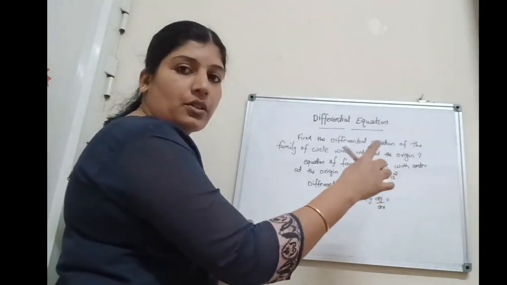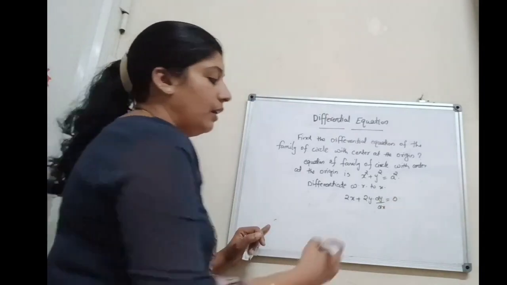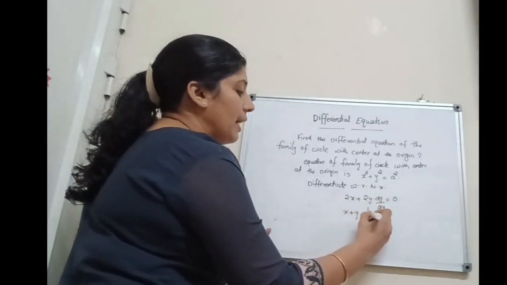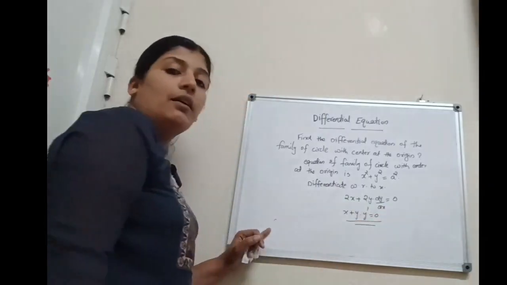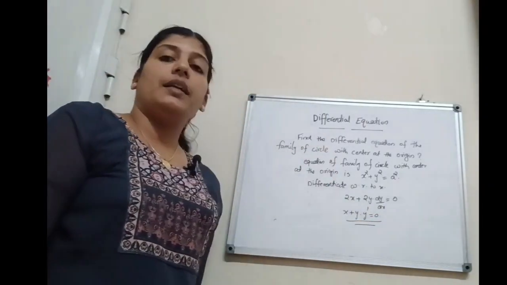d by dx of a square, that is constant. The derivative of the constant is 0. That is equal to x plus y into dy by dx, which is also denoted by y dash, equal to 0. That is x plus y into y dash equal to 0, is the differential equation of the family of circles with the center at the origin.